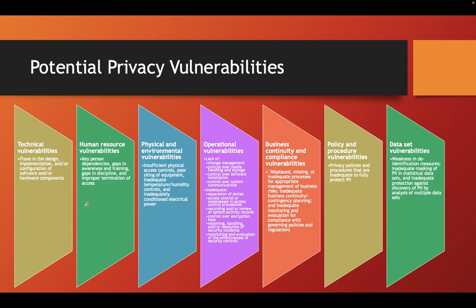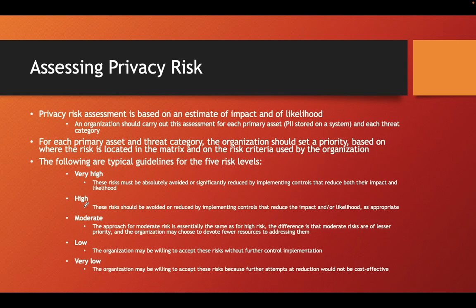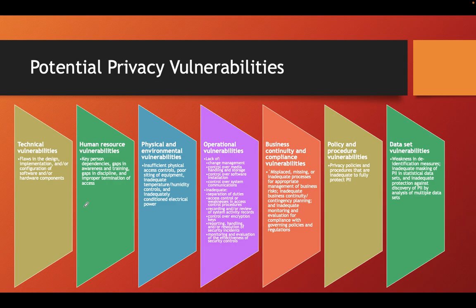Now let's take a look at the potential privacy vulnerability. The potential privacy vulnerability can happen in the technical area. So how many of them do you have? You have about 1, 2, 3, 4, 5, 6, 7. You have about 7 areas or aspects of vulnerability within the organization. One is the technical vulnerability, the flaws in the design and implementation, all the loopholes in the design and implementation. They are called the technical vulnerability.